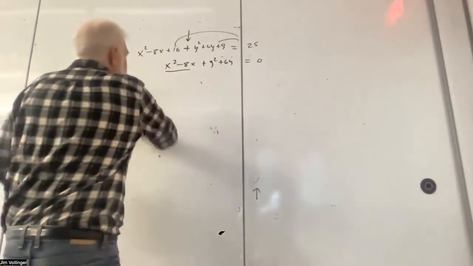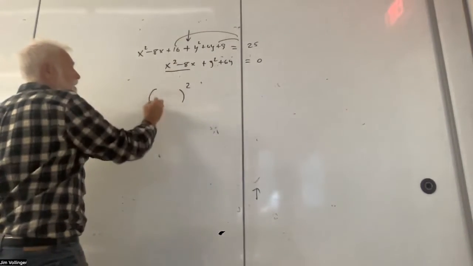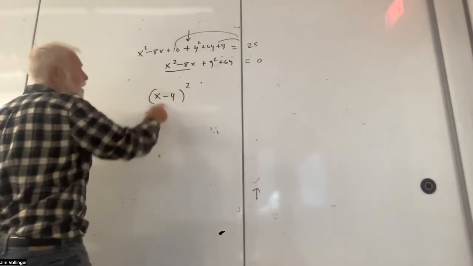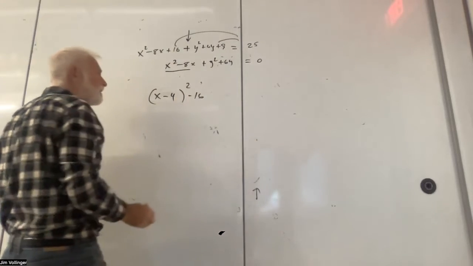This one becomes, writing it as a square S. Got to cut that in half. X minus 4. Got to square it. That's 16 units that I don't see there, so I do minus 16.